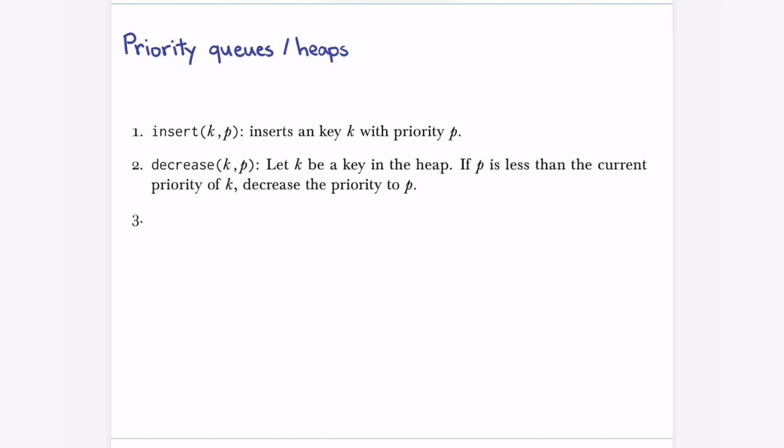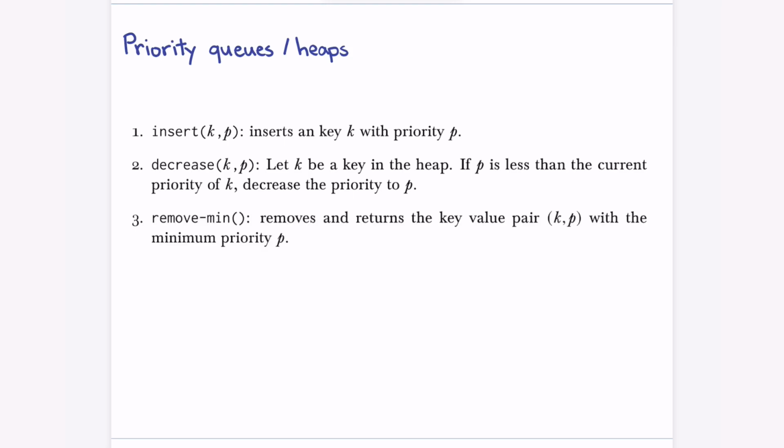The second is you can decrease. Here I'm describing a min heap. But you can take a key that's already in your heap, in this collection, which already has some priority, and you decrease it to a smaller one. And the third operation will remove the minimum, the key with a minimum priority from the structure. The standard way to do this is in log n time.